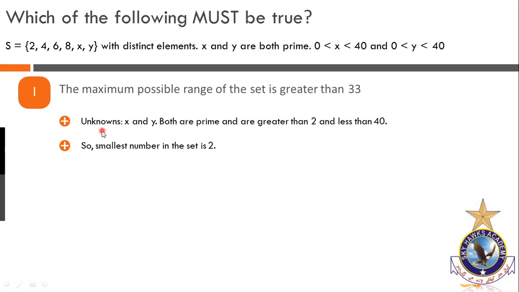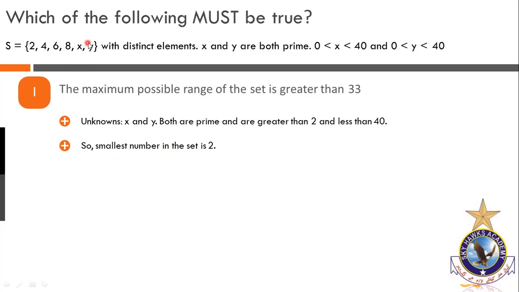So x and y both are prime and are greater than 2 and less than 40. What I mean to say is that they cannot attain the value 2, and they must be less than 40. So the smallest number in the set is 2. This set is given, and if we are just looking for the range, the range is the difference between the largest and the smallest value. So 2 by all means is the smallest value.